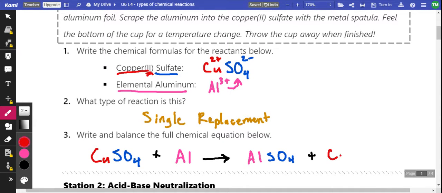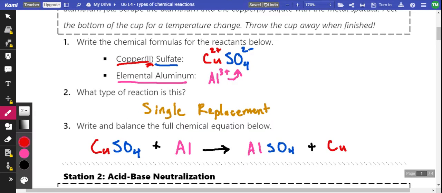The other thing left is our copper that is now on its own. So when you do this reaction for yourself, you might see a little bit of reddish brownish stuff on the bottom of your cup on the aluminum foil. That stuff is copper metal. We're making just copper metal. We're taking it out of this compound and there's copper now. And the aluminum ends up getting used up to make a new compound that doesn't look like aluminum.